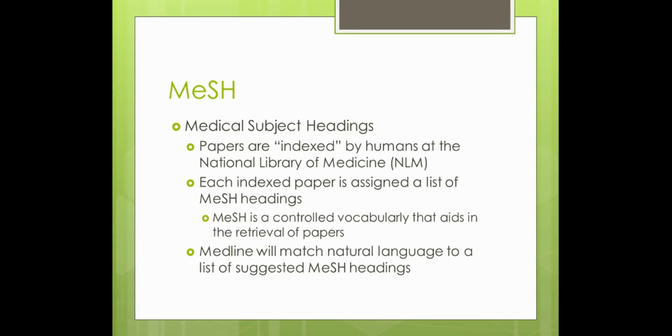MeSH stands for Medical Subject Headings, which are used in both PubMed and Medline. All papers go through an indexing process at the National Library of Medicine, where individuals read the papers and assign a list of approximately 10 MeSH headings that adequately captures the content of the paper. Papers that are in the database but haven't been indexed yet are called in progress or unindexed. We will talk more about these later.